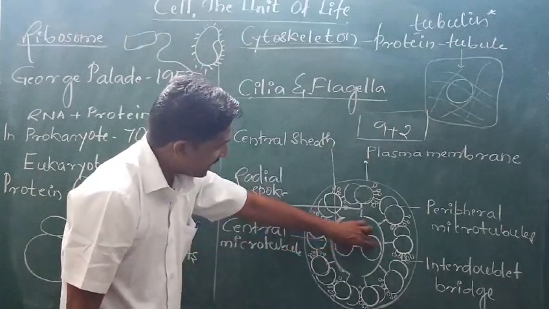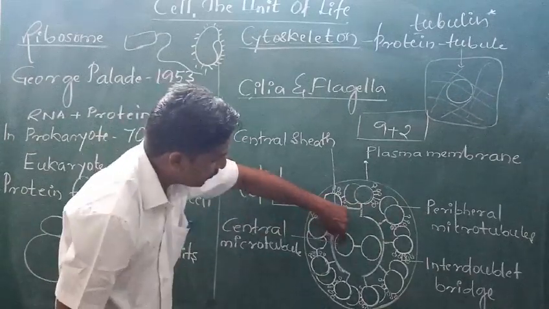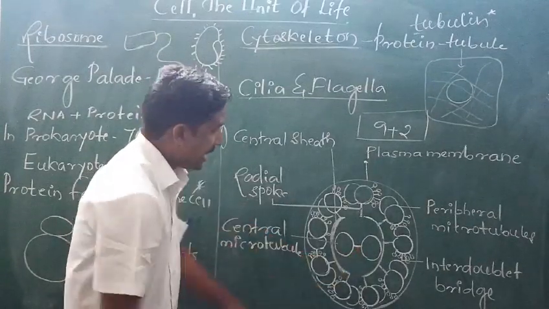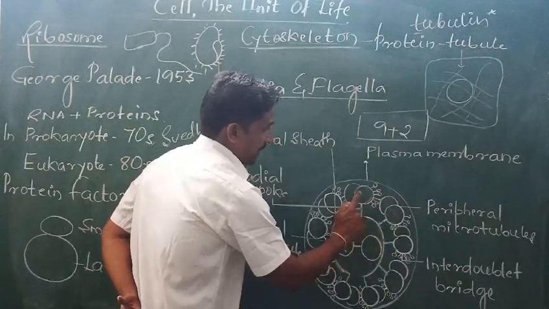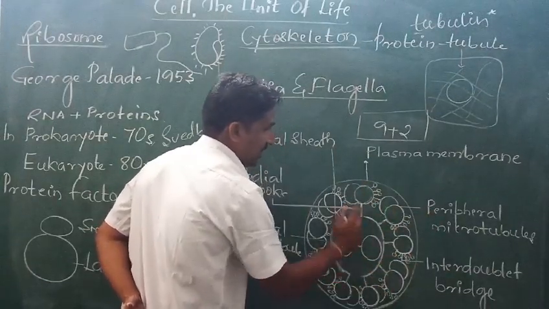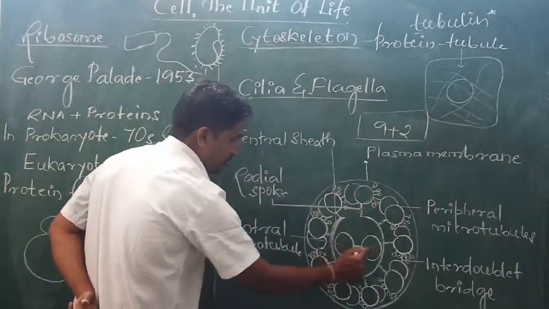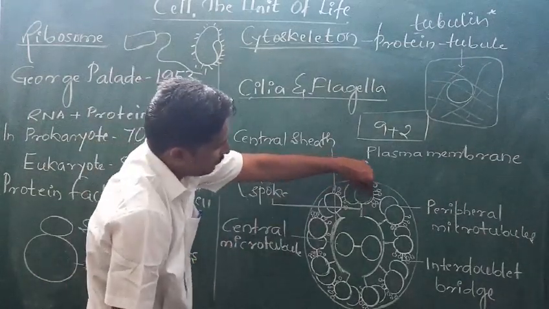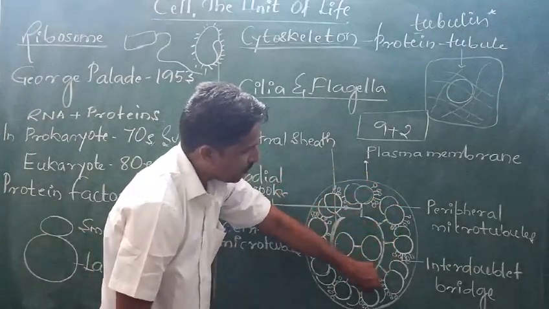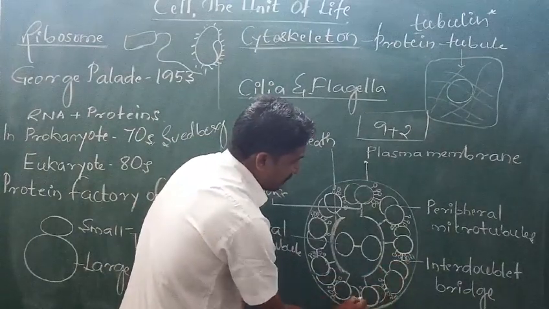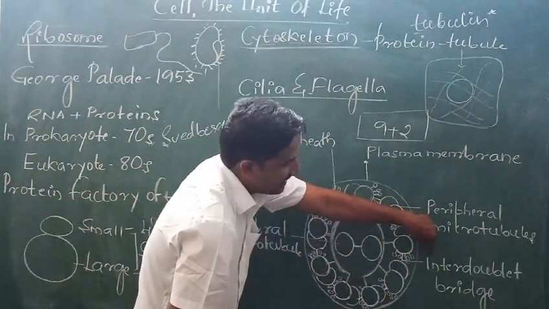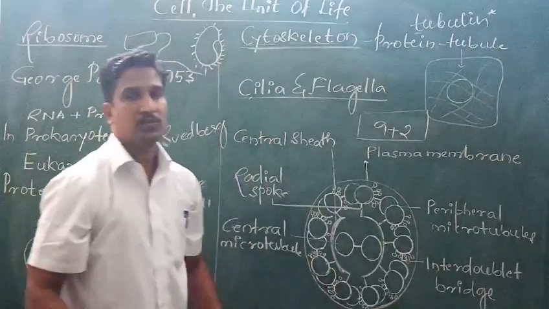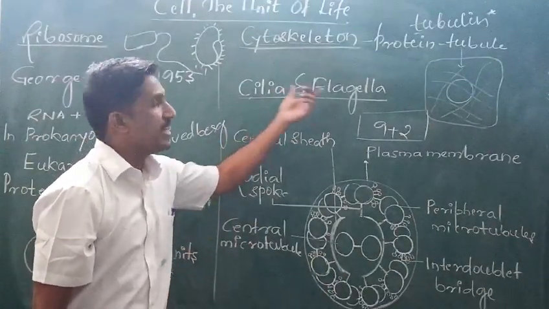Inside this central sheath there are two central microtubules with an interconnecting bridge. These are the peripheral microtubules, and these are the central microtubules. These peripheral microtubules are connected with one another by a bridge called the interdoublet bridge. Each one is called an interdoublet bridge.